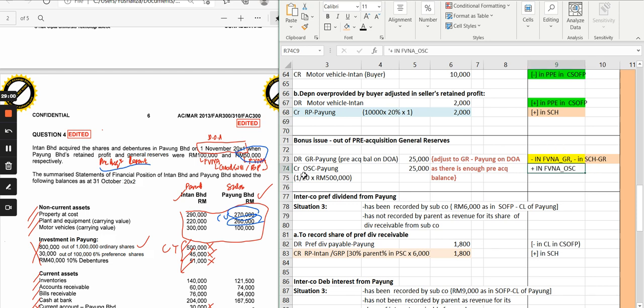At the same time, because you credit ordinary shares, since there are more shares being issued by the subsidiary company, the shareholding has increased by the parent. That also needs to be adjusted in the fair value of net asset before you calculate the goodwill. So that needs to be added to the share capital. How much? 25. Remember, you have enough balance.